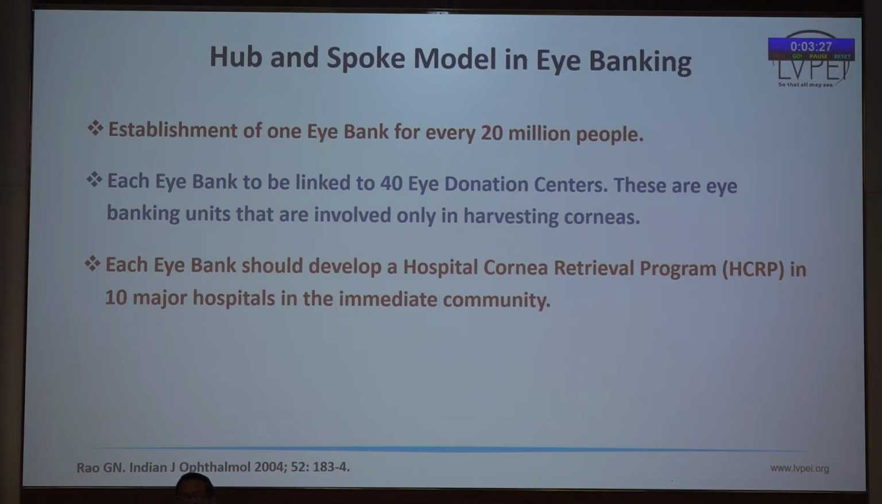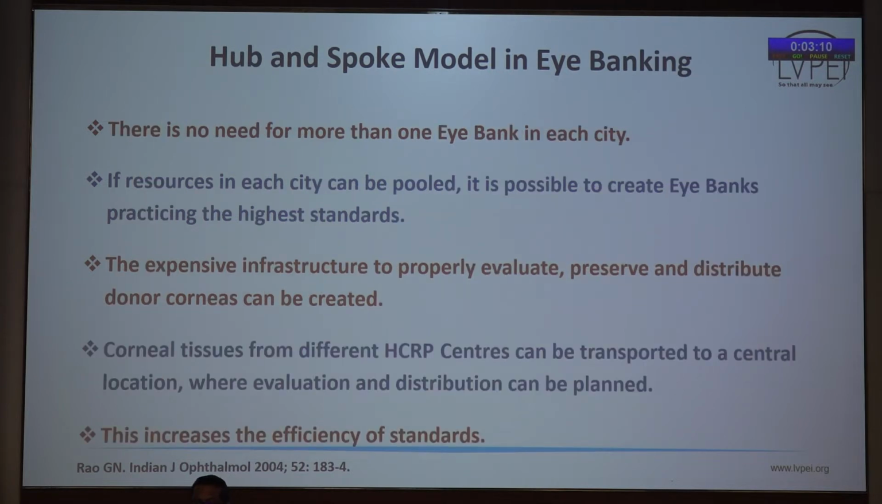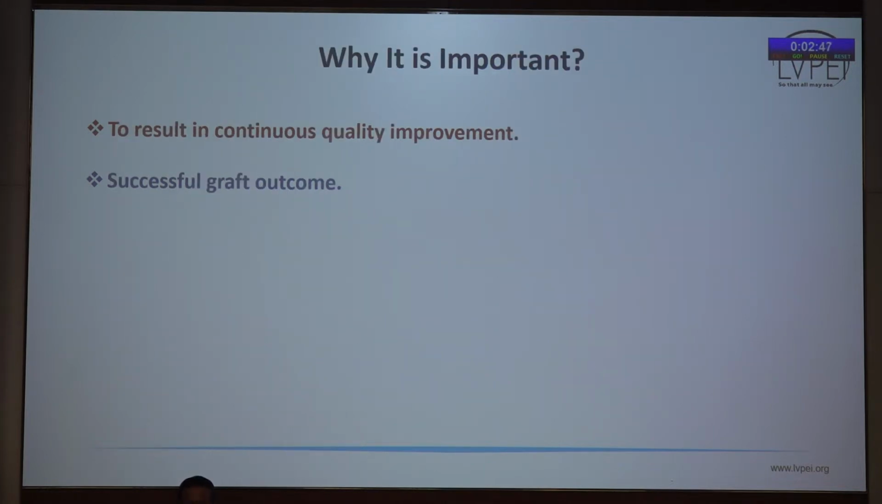So this was proposed by Dr. Rao way back in 2004, and it was published. Each eye bank serves 20 million people with 40 eye donation centers, and each has an HCRP in 10 major hospitals, but 10 major hospitals may not be there in all places. There is no rule as such, but ideally there is no need for one eye bank in each city. We can have a high standard eye bank if we have one eye bank, and people can distribute from this. And we need to have expensive infrastructure, because with the technology people have pre-cut machines, so this increases the efficiency and standard.